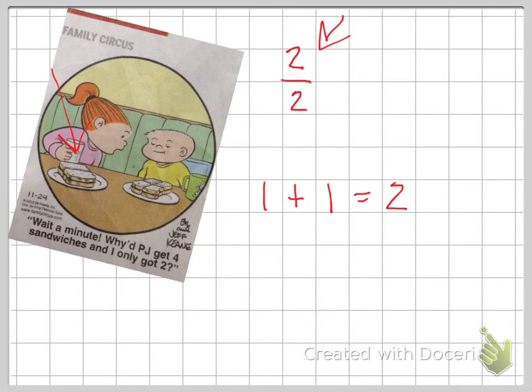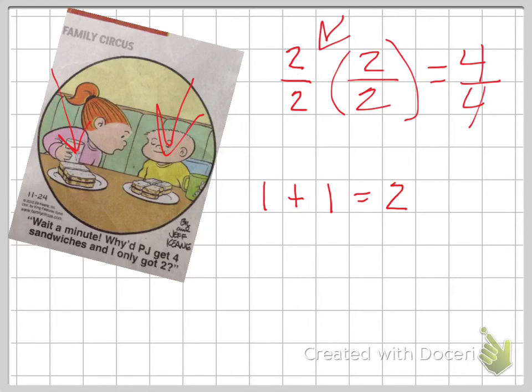For PJ, she took one sandwich. She cut it into 2 pieces, and then she cut each of those 2 pieces again to make 4 pieces. So it looks like this. We take the first half and the second, and we multiply it by 2, and we get 4 out of 4 pieces. But it's still just one sandwich.